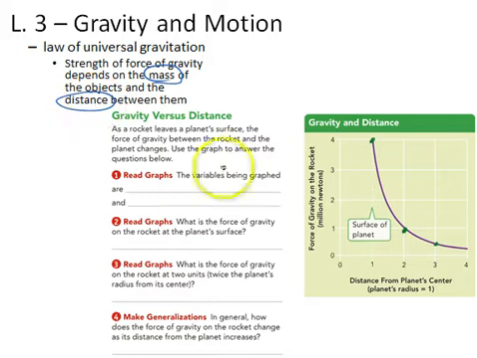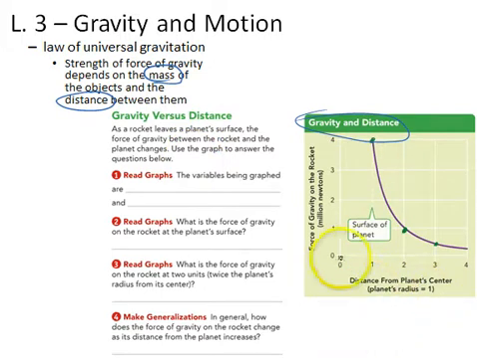So this graph right here kind of goes over, it's graphing gravity and distance, and see how the force of gravity is affected by the distance. You should be able to understand this graph and read this graph to answer these questions over here. Let me just go over this graph right here. The unit is distance from planet's center.